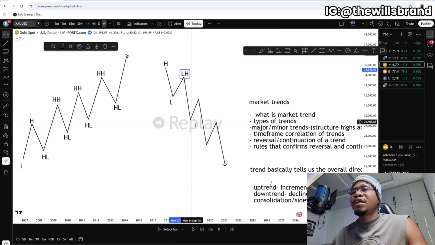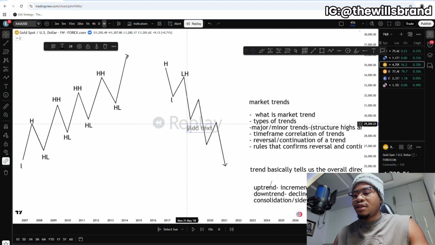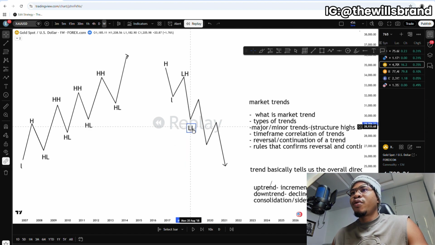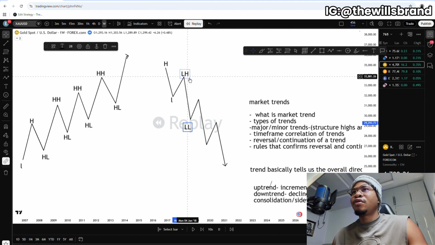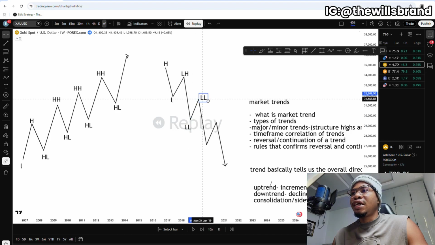For this, after we made this high, we went ahead to print a new low, but this low is lower than the previous one, so we're going to call it a lower low. So we can also see the downtrend is a decline in prices of a particular asset. Or when price is making a series of lower highs and lower lows, you can see the structure is in a downtrend.